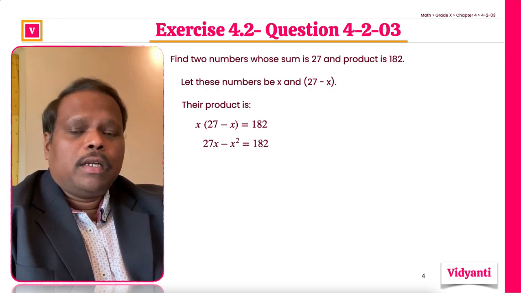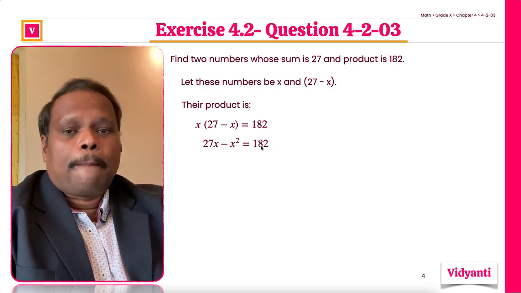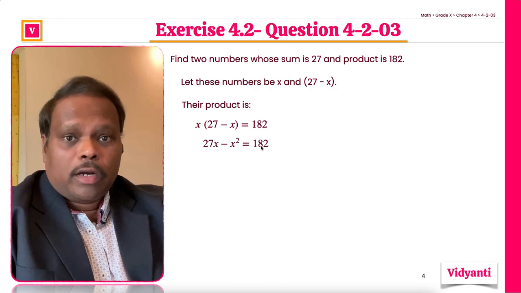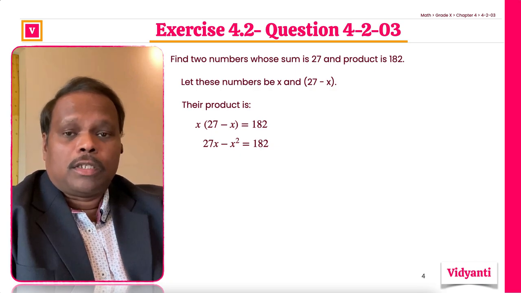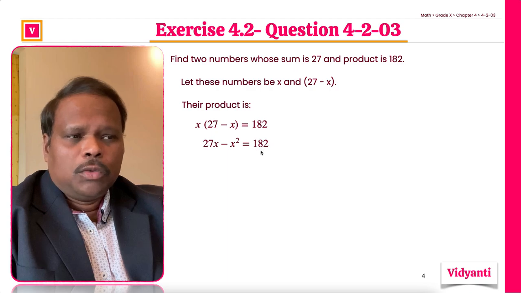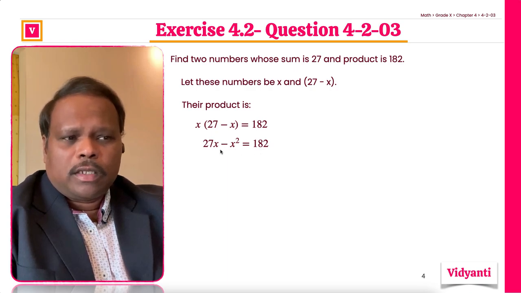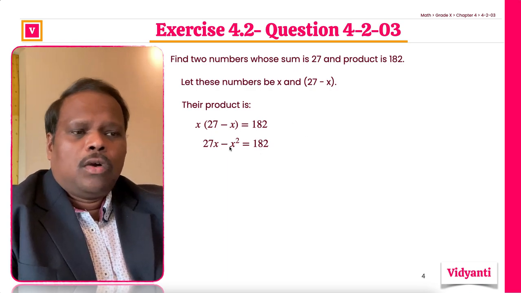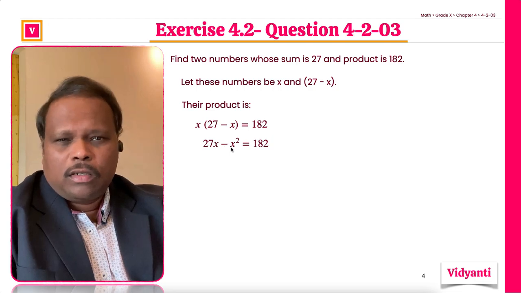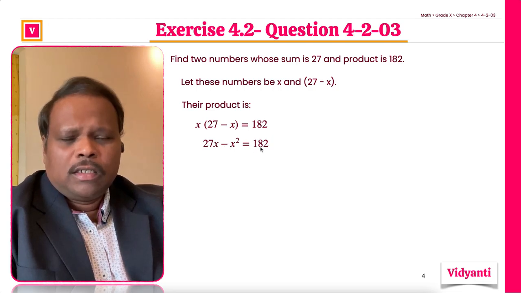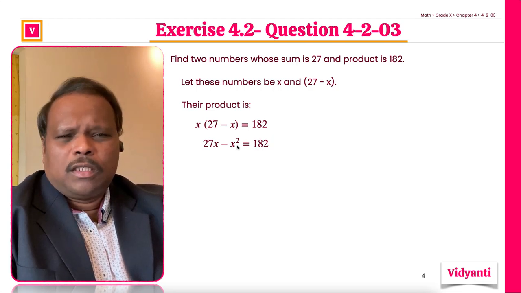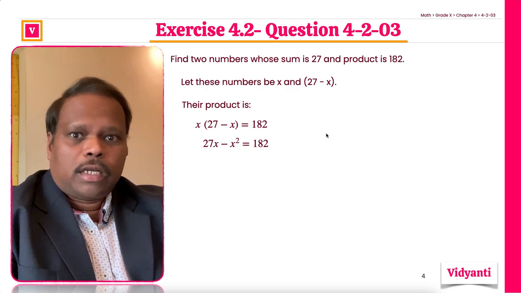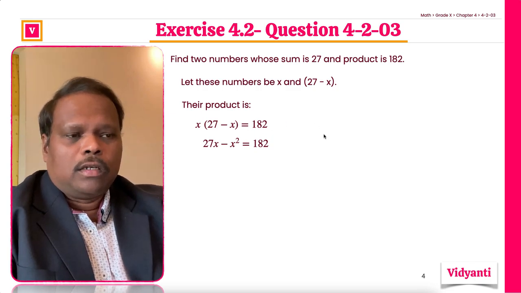Now we want to bring it in standard quadratic equation form, ax square plus bx plus c equal to 0. So we'll transfer this entire left hand side on the other side. Why? Because this is negative x square. So I will keep 182 as it is and transfer this minus x square on the opposite side. So it will become positive x square.